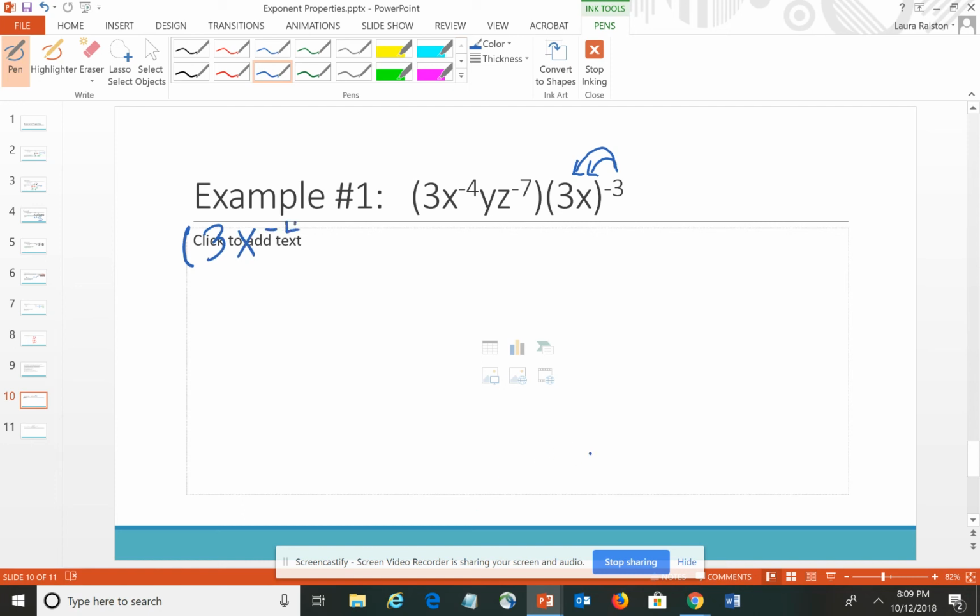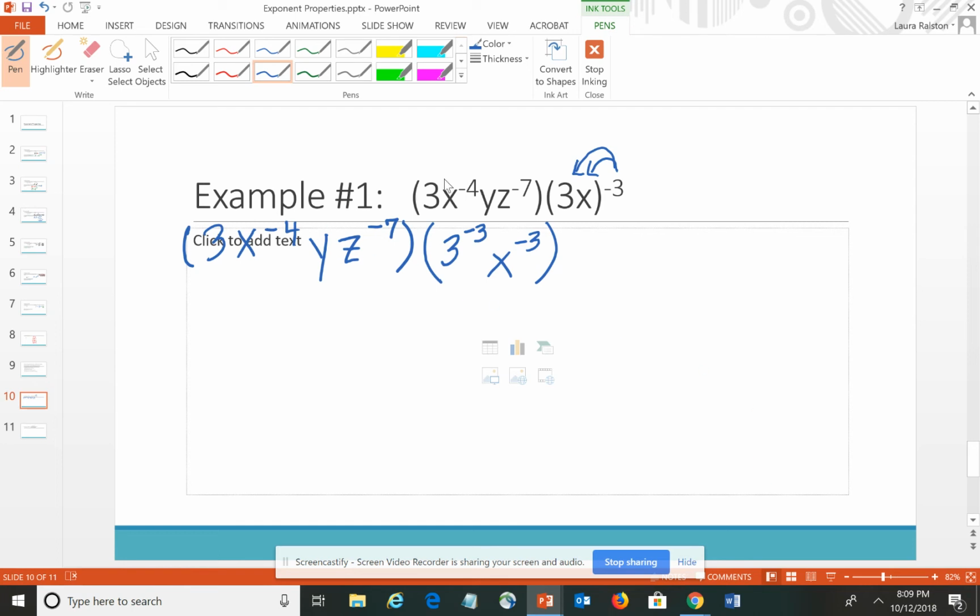So I'm going to deal with that particular exponent so that I have 3x to the negative 4, y, z to the negative 7, and then I'm going to have 3 to the negative 3, x to the negative 3, using the property that says I have to distribute the exponent to all the pieces inside.